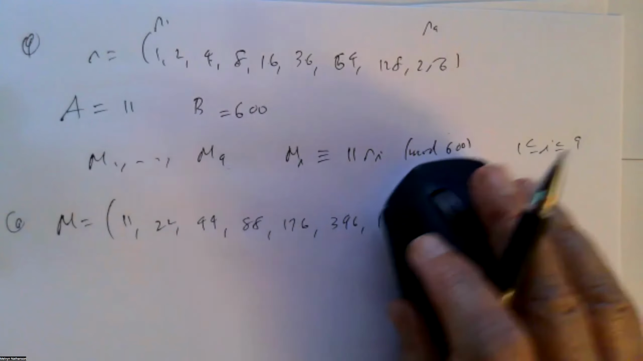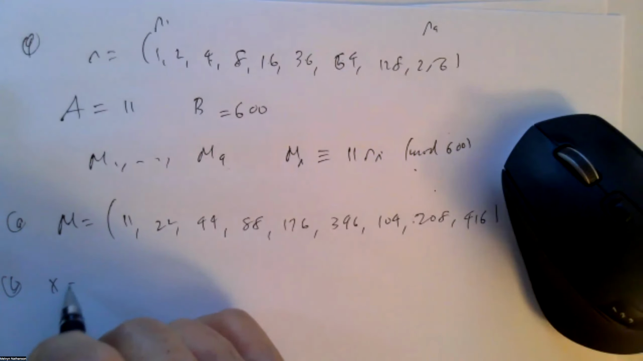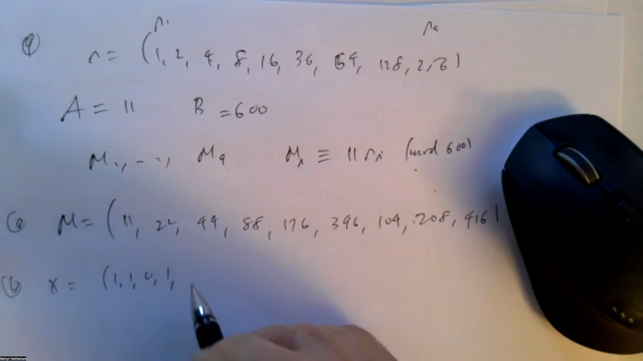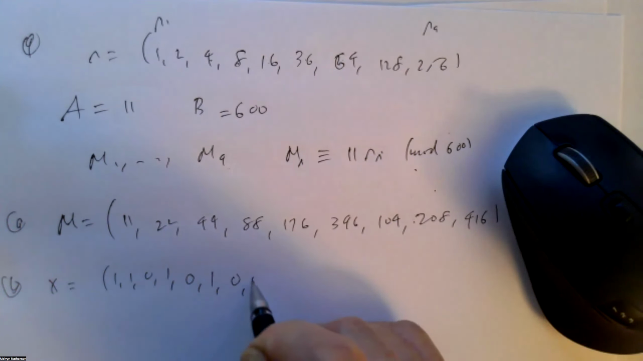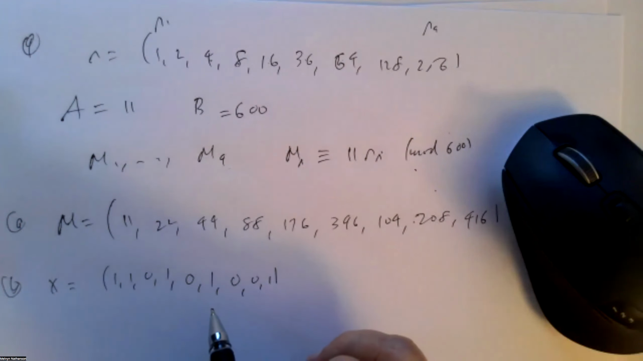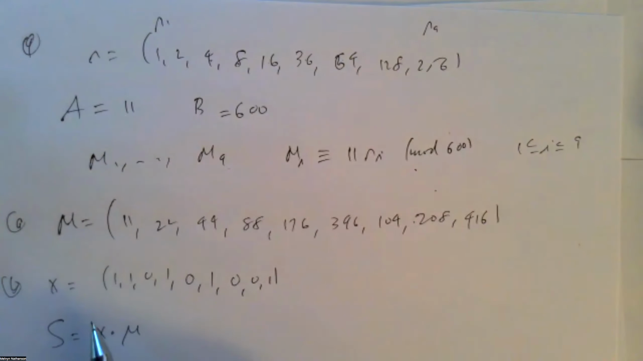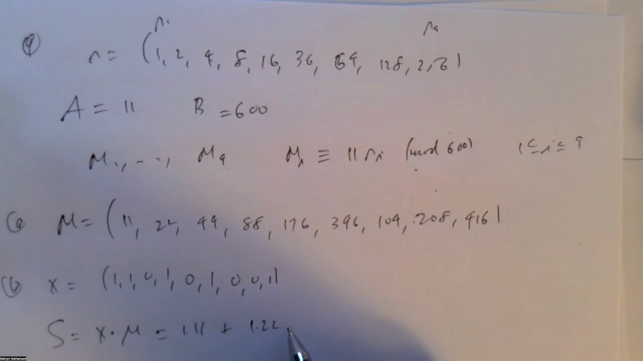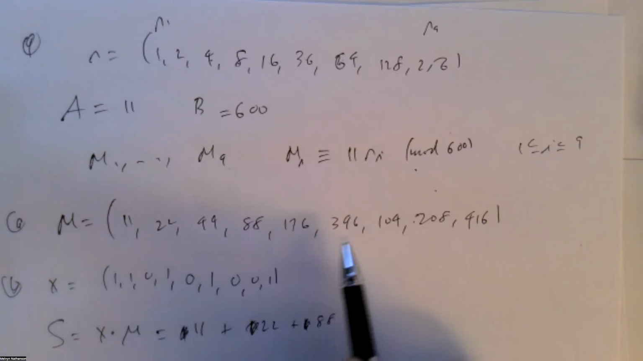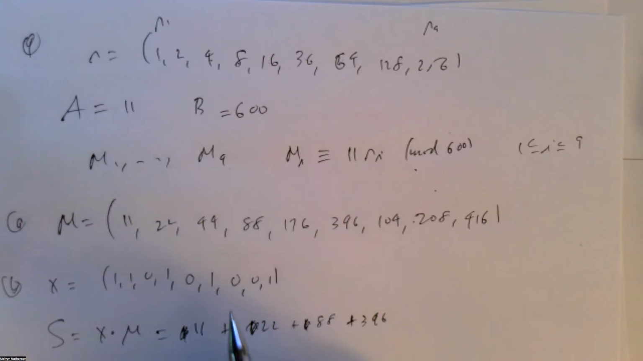Part B is to take the plaintext X equal to 110101001, and then compute the dot product X times M. This means you multiply these vectors coordinate-wise. You get 1 times 11 plus 1 times 22 plus 1 times 88. I don't even need the zeros. 11 plus 22 plus 88, skip, plus 396.